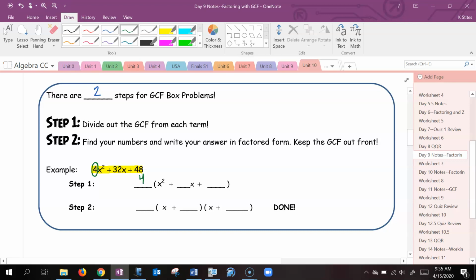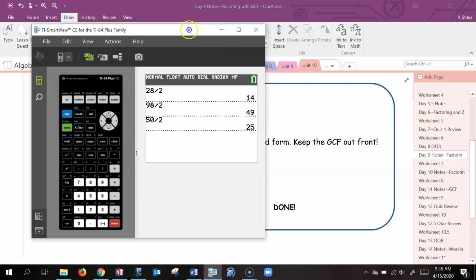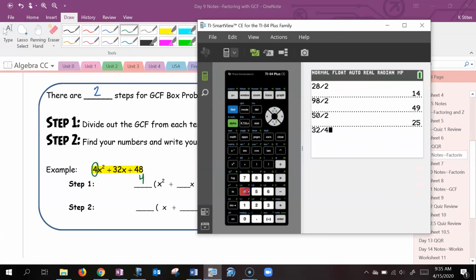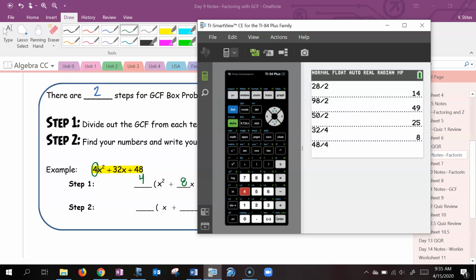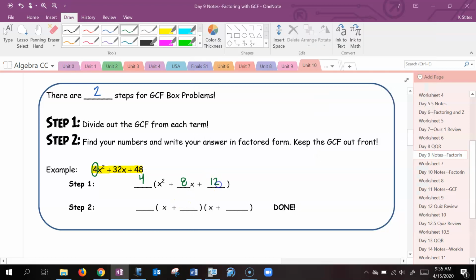And now what I'm going to do is basically reverse distributive property. So 4x squared, when I divide it by 4, I just get an x squared. 32, when I divide it by 4, I get an 8. So this is going to be an 8x. And 48, I'm going to divide it by 4, and I get a 12. Okay, now to make sure I did this right, you can think of distributive property. 4 times x squared is 4x squared. 4 times 8x is 32x. 4 times 12 is 48. That's how you know you did it correctly.